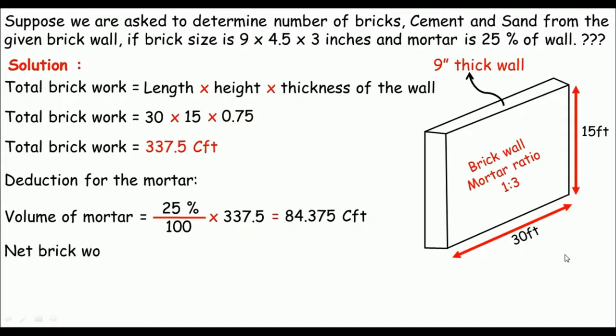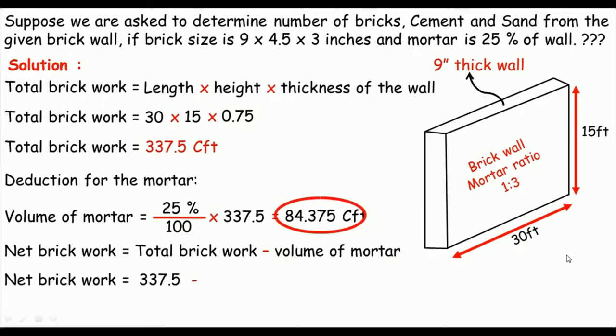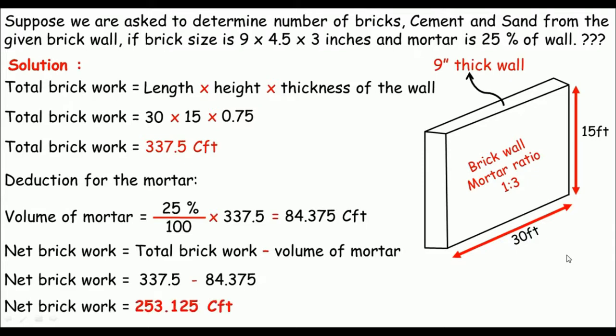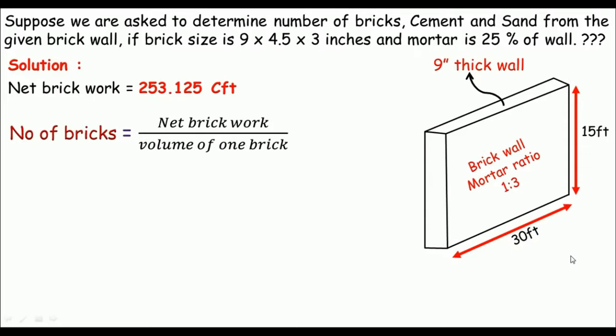Now if we subtract the volume of mortar from the total brickwork, we can get of course the net brickwork, right? Which is just like this one. The total brickwork, that's known, just this one, minus the volume of mortar, we did this guy a few seconds ago, this one, right? So we can get of course the net brickwork equals 253.125 CFT. And once we have the net brickwork, then of course we can calculate number of bricks, which is this one, the net brickwork divided by volume of one brick.